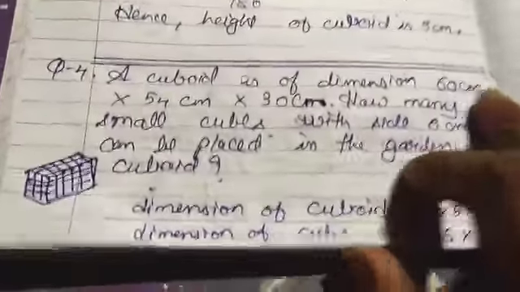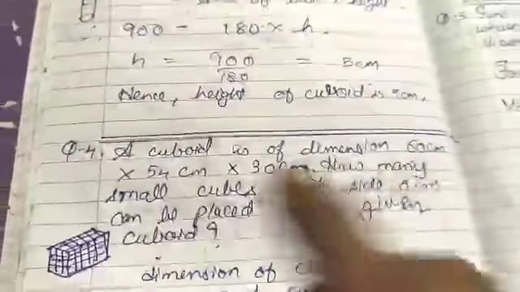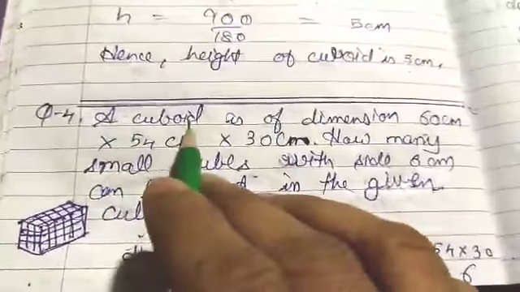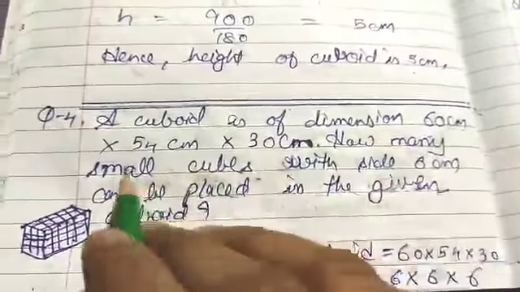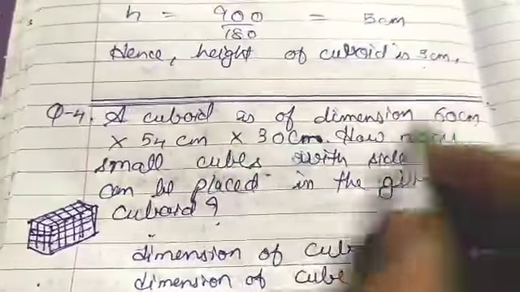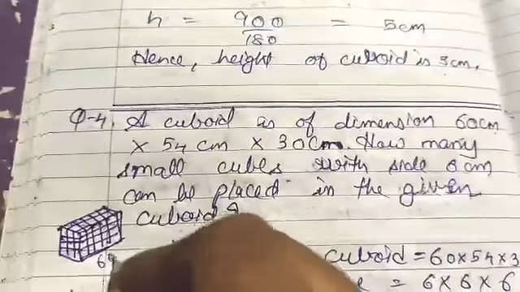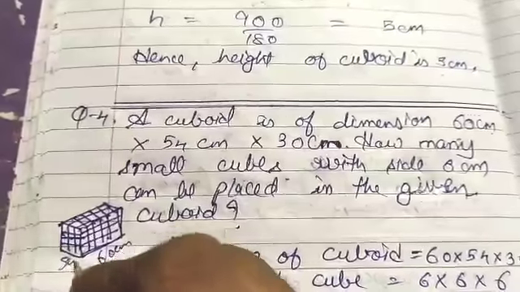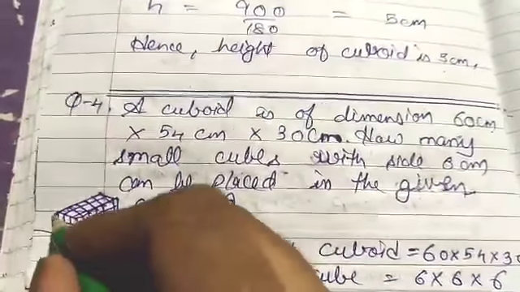After that, let us see question number 4. A cuboid is of dimensions 60 centimeter, 54 centimeter and 30 centimeter. The length, breadth and height are given as 60 centimeter, 54 centimeter and 30 centimeter.